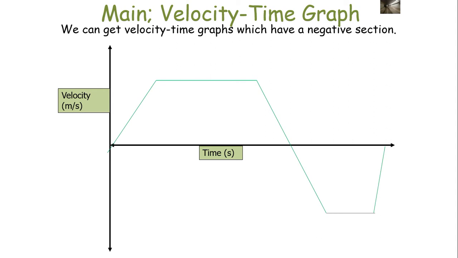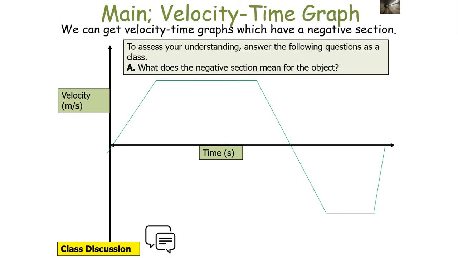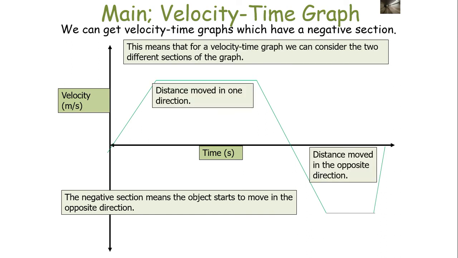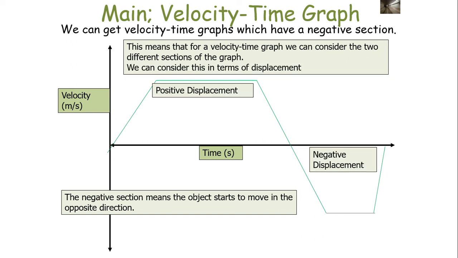But we can also get velocity time graphs with a negative section. So what do we do here? So what does the negative section mean for the object? So like we mentioned before, a negative when dealing with a vector such as velocity means the object is moving in the opposite direction to when it's in the positive values. So the distance moved in one direction is the positive section, and the distance moved in the opposite direction is the negative section. So we've got a positive displacement and we've got a negative displacement.